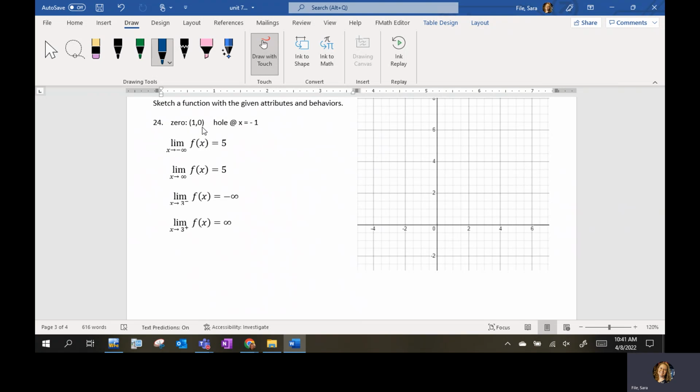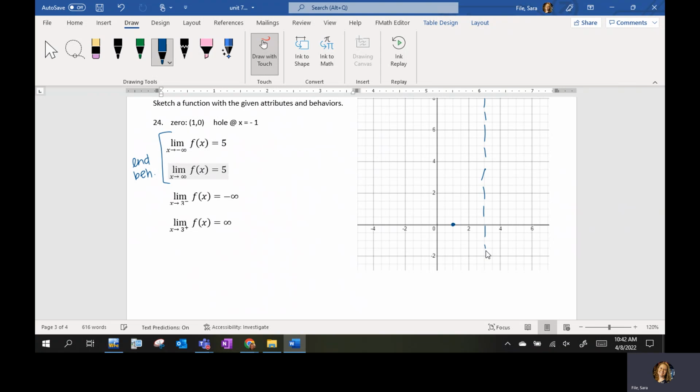We want a 0 at (1, 0). So it's going to cross there. There's a hole at x is -1. Now, I don't know the y value of the hole, so I can't sketch that quite yet. This is end behavior right here, as x approaches negative and positive infinity. These two, what must be happening here? The limit as x approaches 3 from the left and the right is going to infinity. That means there's a vertical asymptote where? At 3.